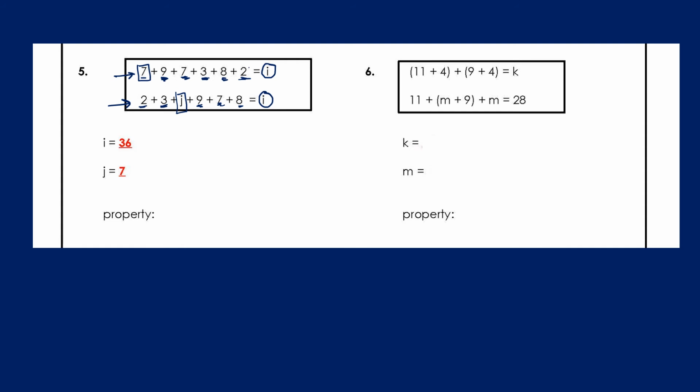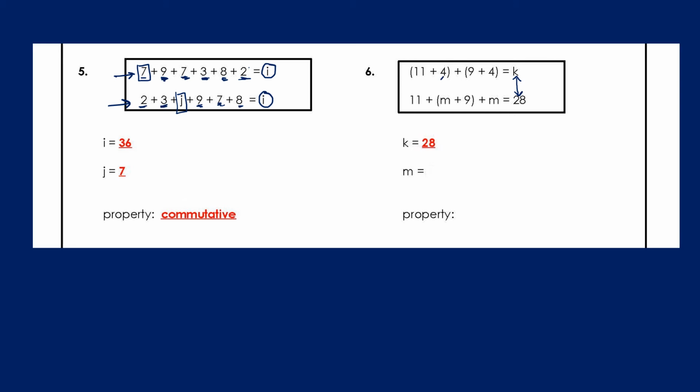And they changed the order of the addends, so that must be the commutative property. Question 6. The sum of 11 plus 4, plus the sum of 9 plus 4 equals K. And then we have 11 plus the sum of M plus 9 plus M. All right, so when I compare both of these equations, I can see that K must equal 28. Okay, so I'm going to have K equal 28.